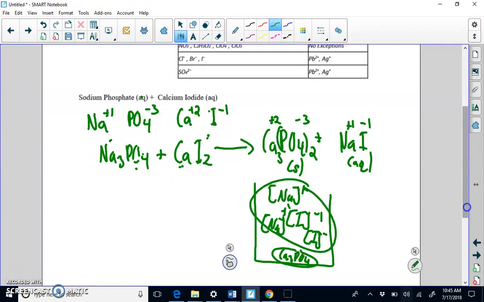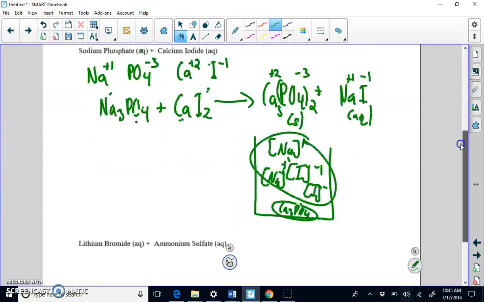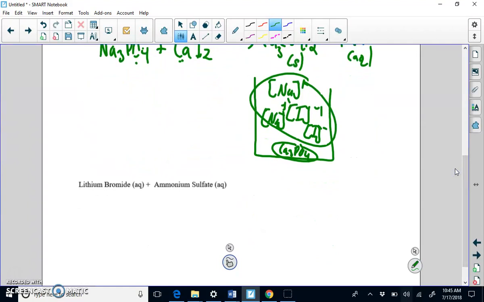When we get back to school in August, one of the first things that I didn't teach you that I probably should have in Honors Chem is another way to write this, which is called a net ionic equation, which is annoying, and we're going to have to learn how to do that. But I decided not to include that on this assignment. Alright, so let's do the next one.